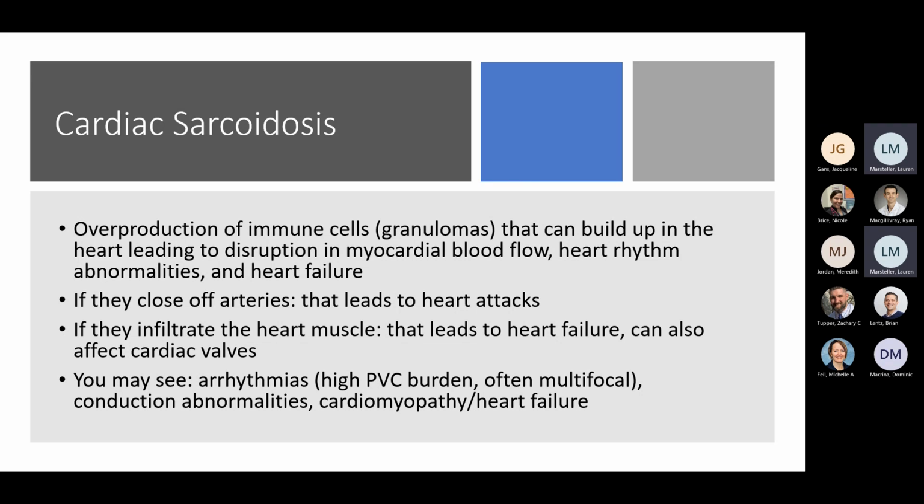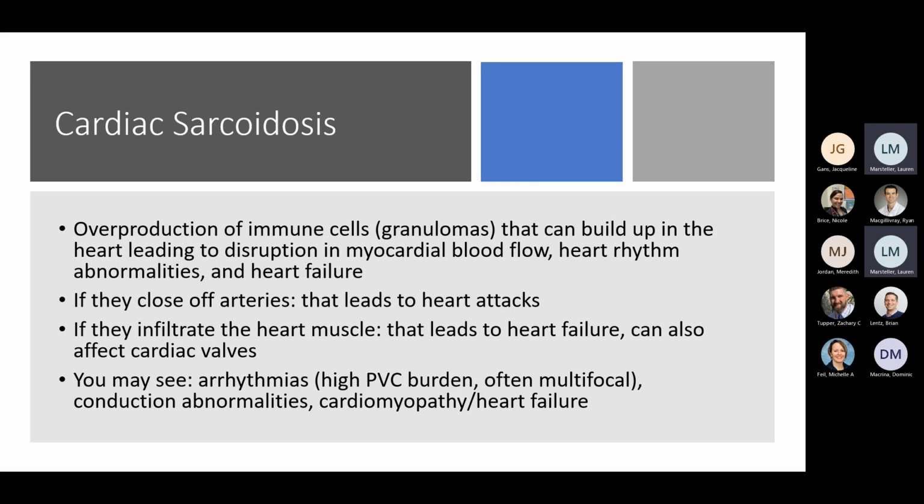So it's an overproduction of these granulomas, and they can build up, and now we're speaking mostly of cardiac sarcoid, but build up in the heart. And what happens when these granulomas build up in the heart is that it can disrupt myocardial blood flow, it can cause heart rhythm abnormalities, and lead to heart failure. So if they affect the blood vessels, obviously, that's reduced myocardial perfusion, and that can lead to a similar syndrome to a heart attack or myocardial infarction. And if they infiltrate the heart muscle, that leads more to the heart failure syndrome. And it can also specifically affect the cardiac valves.